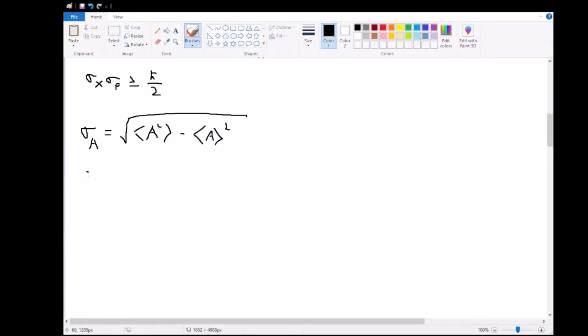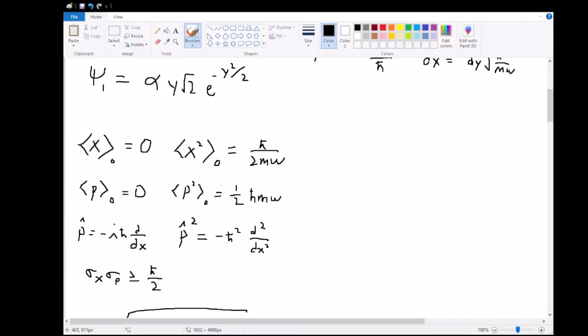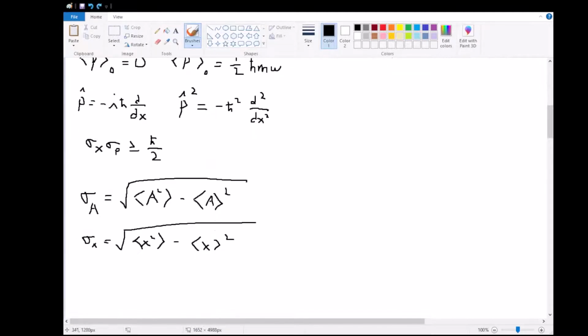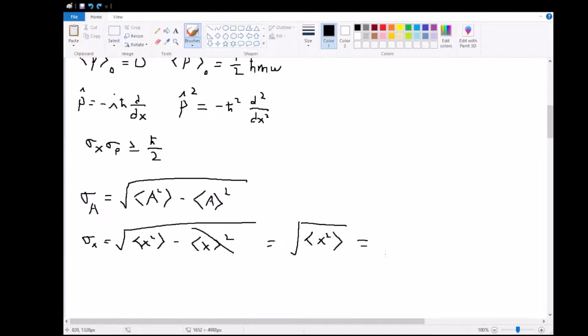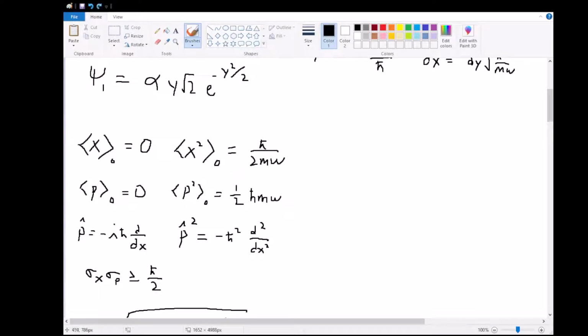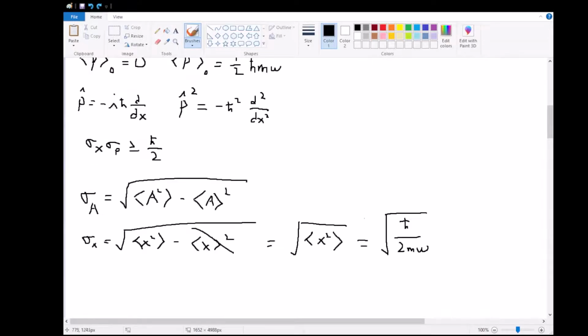So let's find the uncertainty in x first. This is equal to the square root of the expectation value of x squared minus the expectation value of x by itself, then squared. We found already that the expectation value of x by itself is just 0, so this is just equal to the square root of the expectation value of x squared, which is equal to the square root of h bar over 2m omega, because we just found that the expectation value of x squared is h bar over 2m omega, so we just take the square root of that.